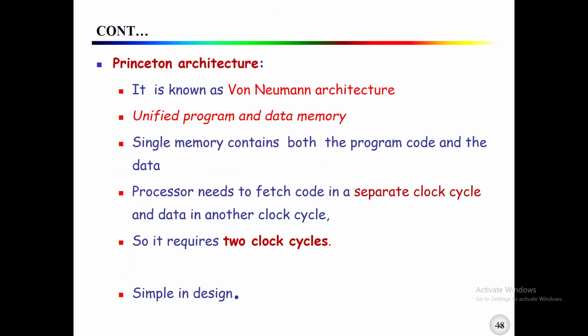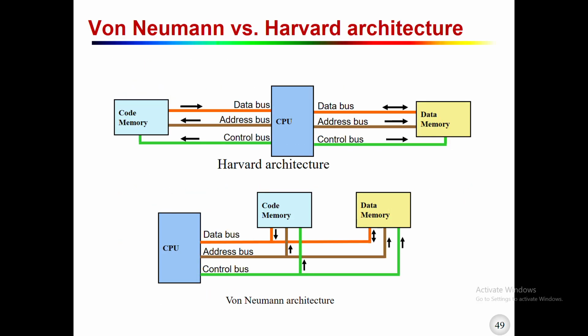The Princeton or von Neumann architecture has unified program and data memories. A single memory contains both program code and data, and the processor needs to fetch code in one clock cycle and data in another clock cycle. Because of this, it requires two clock cycles. And again, we have a simple design here, which is a bit different from that of the previous architecture.